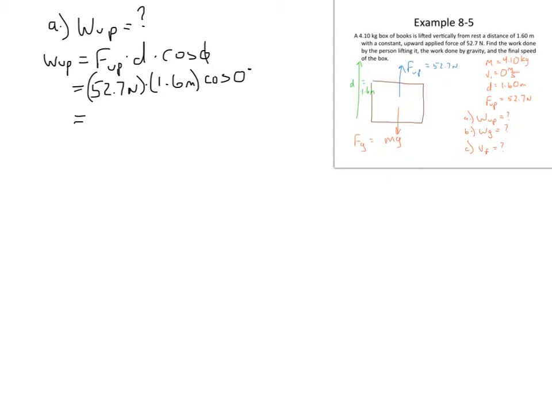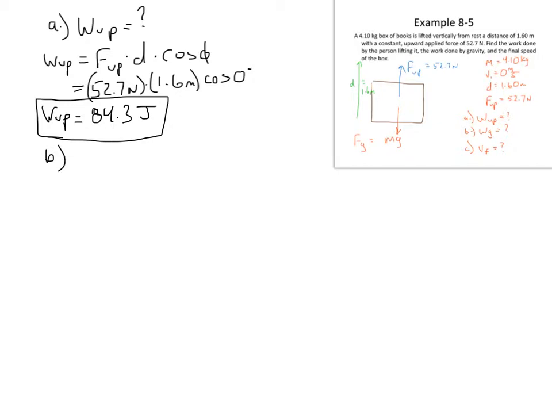What's 52.7 times 1.6? I get 84.3. It's joules, right? Joules. So that's the work done upwards by the person. Okay, 84.3 joules. Great. We have that done. Let's do part B now.